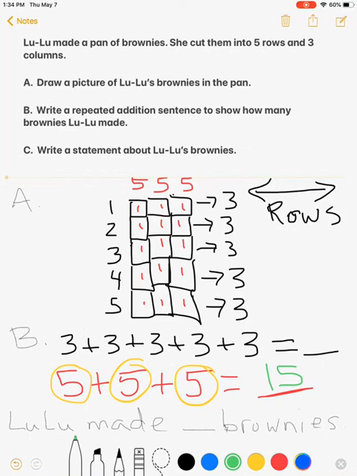So how many for part C? It says, Lulu made how many brownies? What is that statement? Lulu made 15 brownies.